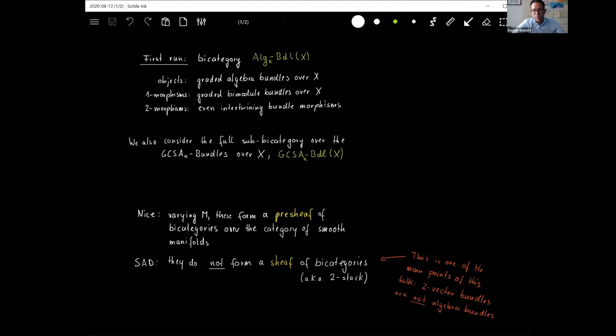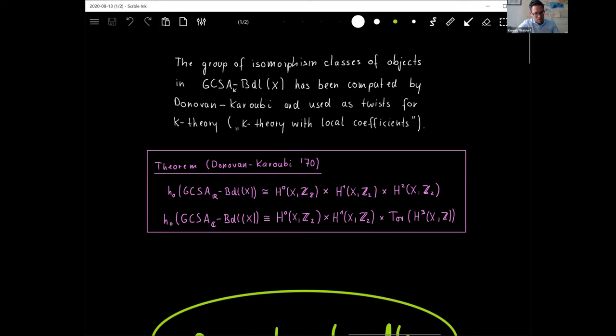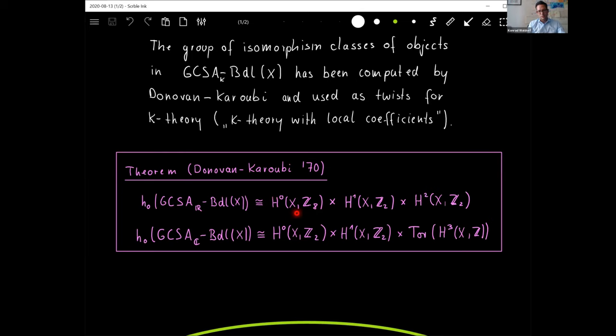Before coming to these points, I want to point out that these things have been investigated by Donovan and Karoubi, at least on the level of isomorphism classes, of course not in the bicategorical setting. They have classified the invertible bundles, so the graded central simple algebra bundles over X, both in the real and the complex case. And they got this nice classification result. In the real case, there is this factor H^0(X; Z_8), which means that on each connected component, one has one of these eight Morita equivalence classes of graded central simple algebras.